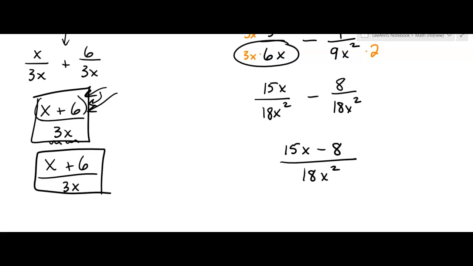Now, can I simplify? Well, look at the numerator. Does it factor? No. There's no GCF, nothing goes into both 15 and 8. So we're done. Sometimes they do simplify, but not this time.